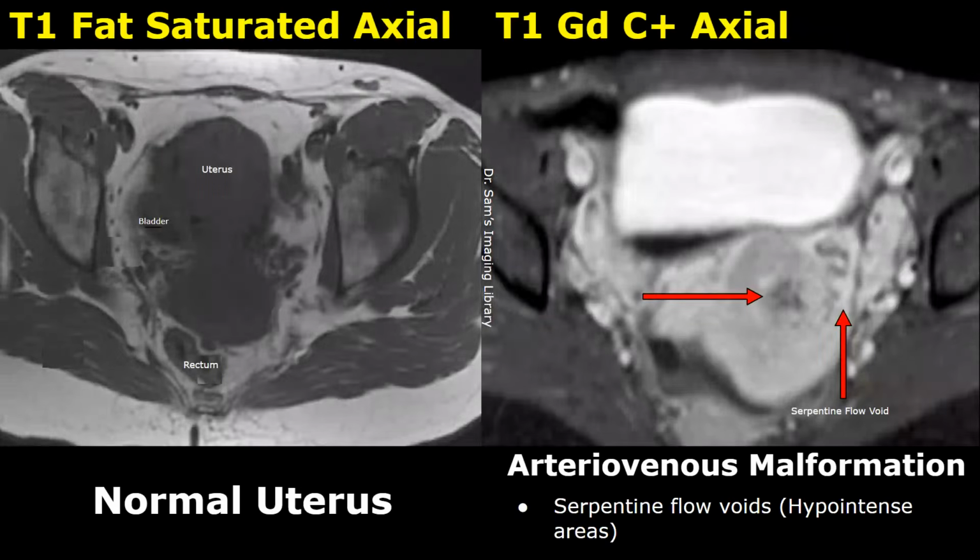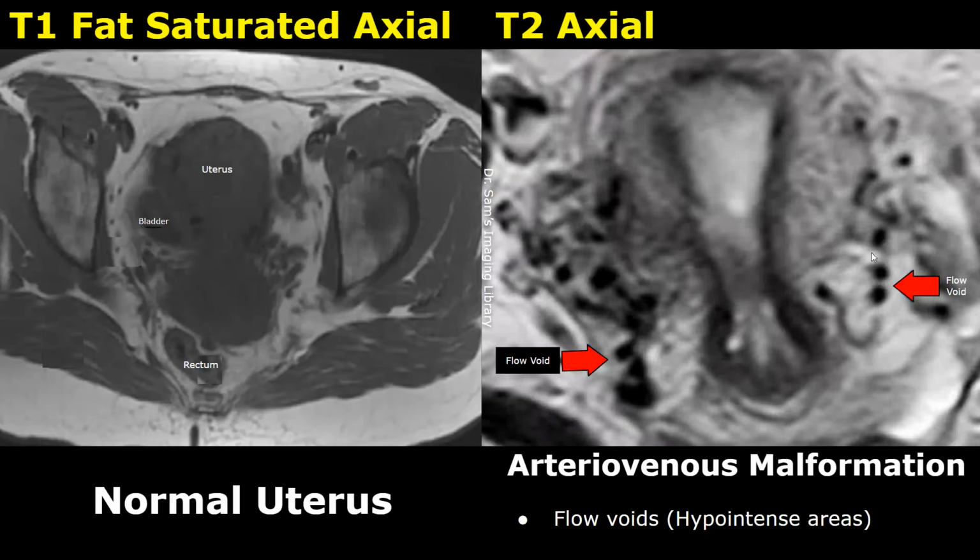Here is a T1 contrast-enhanced sequence in axial view. We find hypointense serpentine structures, these snake-like hypointense areas. These indicate arteriovenous malformation. This is a T2 sequence in axial view. We will still find hypointense flow voids in this sequence. These are the flow voids.